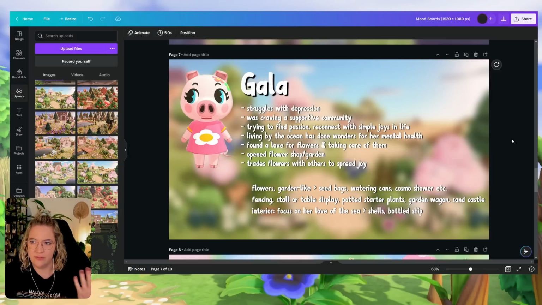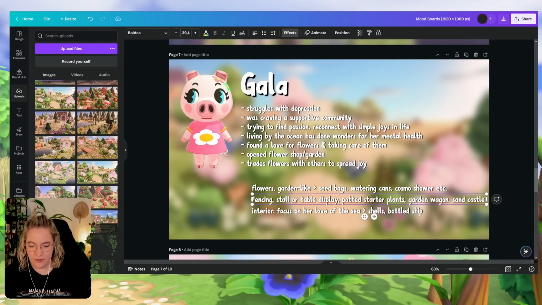Okay, so flowers and flower-like items too. So like the lilies, or we could do the anthurium plant. It's supposed to be garden-like, so there can be a bunch of added details, such as seed bags and watering cans. We're going to include fencing just because I feel like fencing is great. A stall or a table display. I'm going to have to check spacing-wise because she does not have the biggest area, but we could also bring that over to the left of her house.